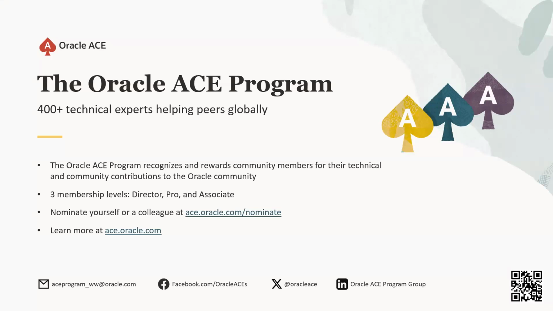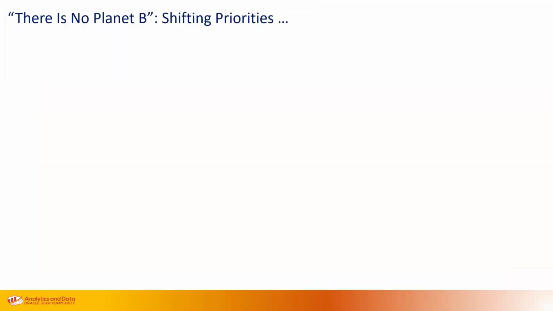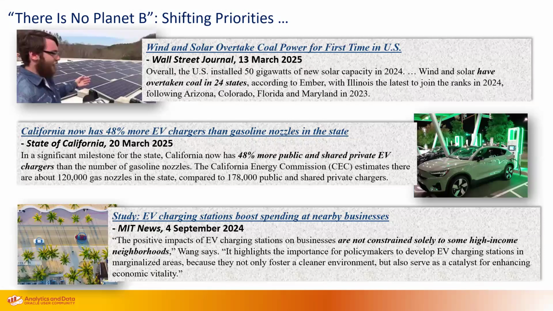Anyway, enough about all that. Let's get into the meat. Here we go. So my topic today is really to talk about something that's not going to go away. There's an old saying in the environmental community, there is no planet B. One of the major changes in the past 10 to 15 years has been the rise of alternative or renewable energy.